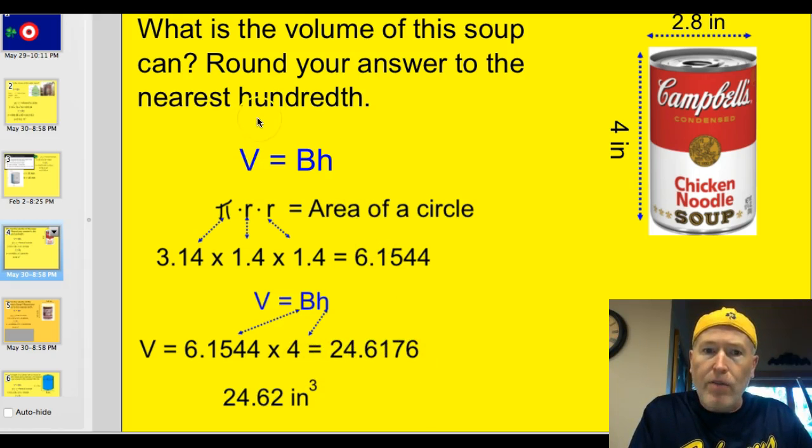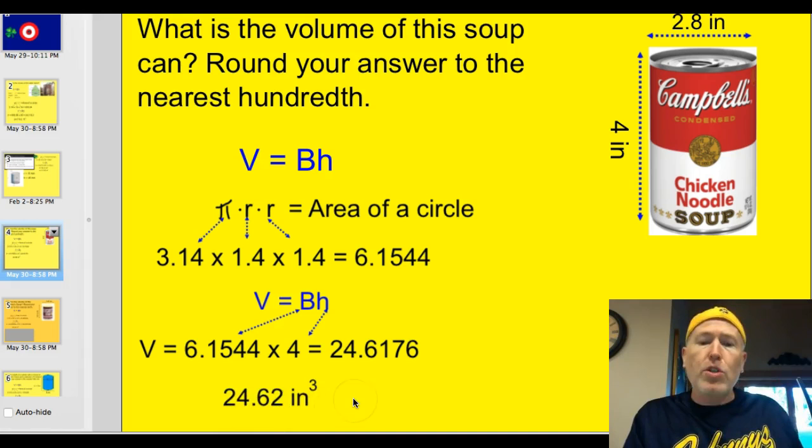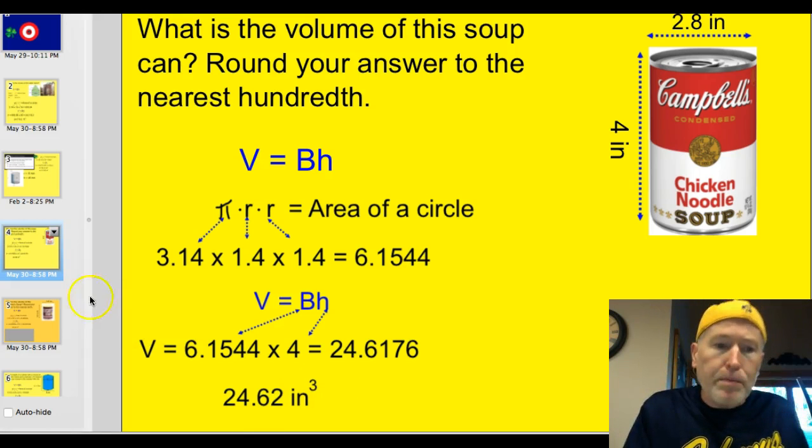24.6176. Now I have to round my answer to its nearest hundredth, so this 1 is in my hundredth spot. Looks next door, I got 7. 7's big enough to raise that up to 0.62. So my final answer is 24.62 inches cubed.